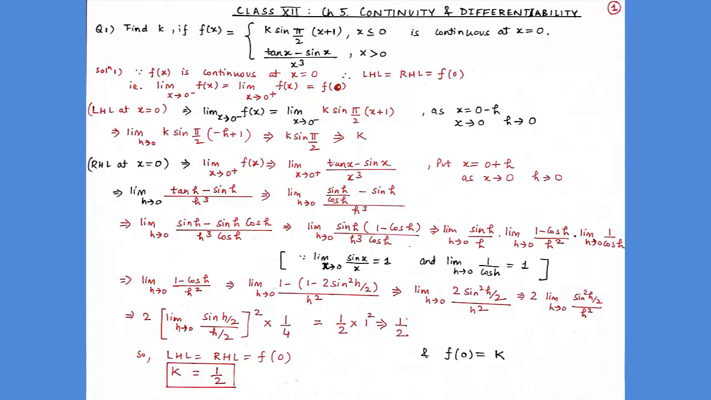And now we'll check for the right hand limit at x = 0. So from here we can write limit x tends to 0 plus f(x) equals limit x tends to 0 plus, and now according to our question, if x is greater than 0, our function f(x) will be equal to (10x − sin x)/x³. So from here we will put in place of x, 0 + h. As x tends to 0, again h approaches 0. From here we can write limit h tends to 0 of (10h − sin h)/h³, where in place of x we write 0 + h, which is h.